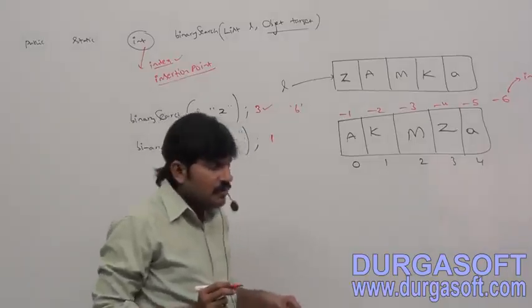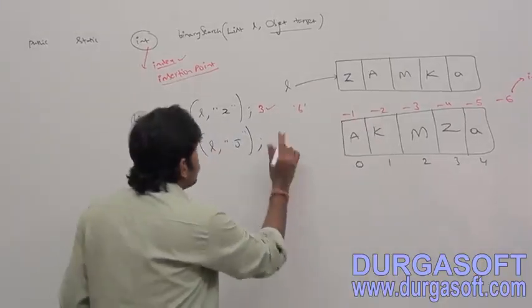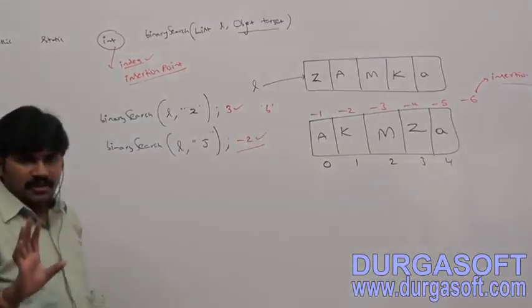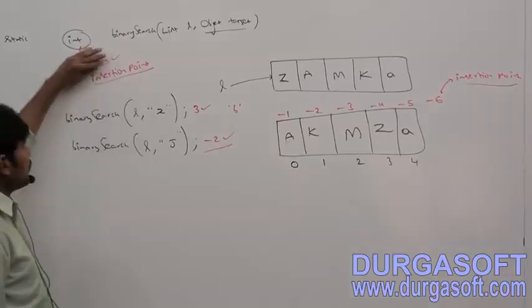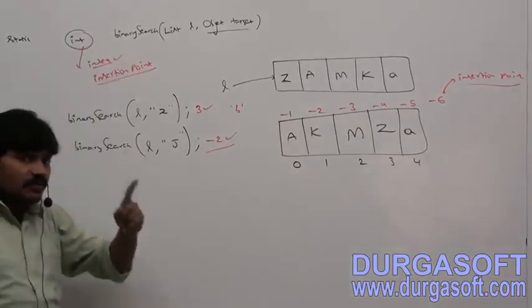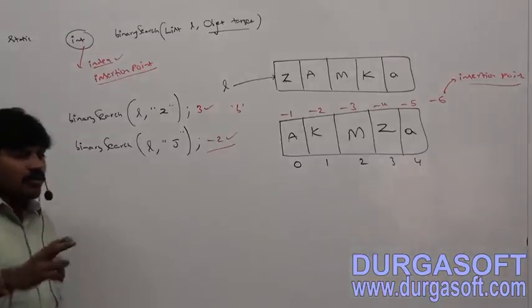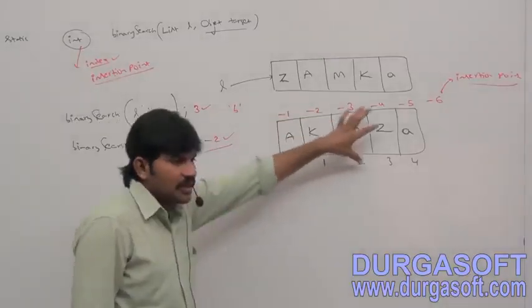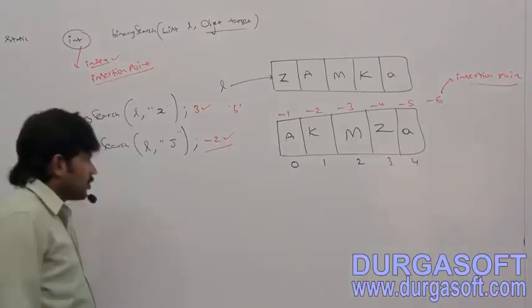In which location? In this location. What is the insertion point? -2, right? I hope you people got it. Sir, take a bit of special care. In the binary search method, a successful search returns the index, and an unsuccessful search returns the insertion point. Insertion point is the location where you can place the target element in the sorted list. Is it clear for all of you? But now take a bit of special care.